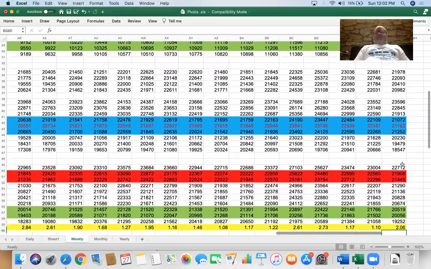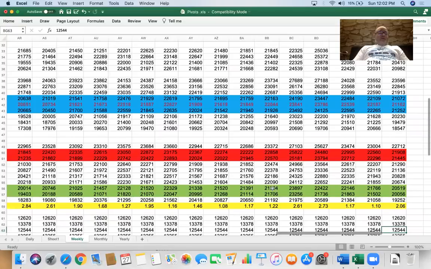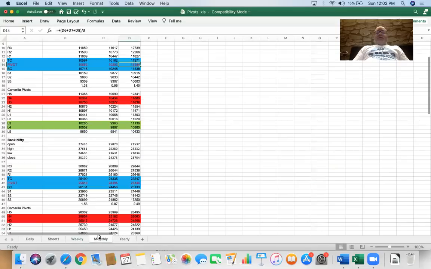What we need to look for is rejection. Weekly pivot on Bank Nifty is 21,162. And again, we need to see how much longer we are able to spend across this.